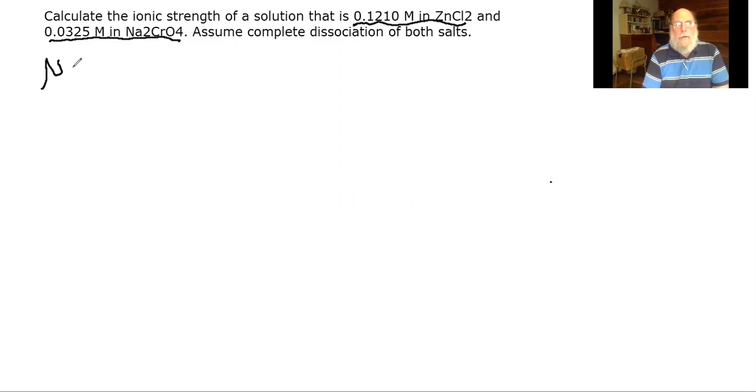The units are molarity, and it is 1/2 of the summation of the concentration of species I times the charge squared for species I through all of the species. Positive and negative ions are counted just the same, and, well, that's all you need to know about that.